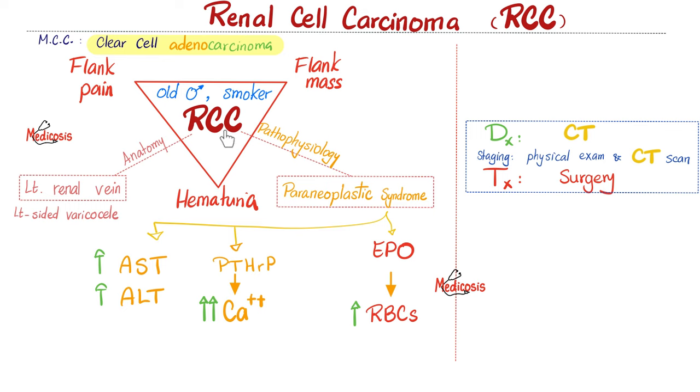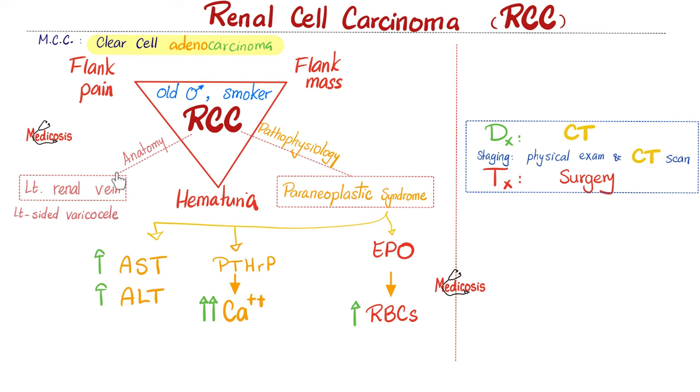Risk factors for renal cell carcinoma include being a male, being an old male, and being a smoker. Having all three is the triple whammy. Besides the three symptoms of flank pain, flank mass, and blood in the urine, what else can happen? Well, there is an anatomical correlation and there is a pathophysiological correlation.